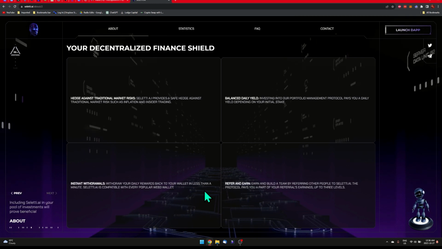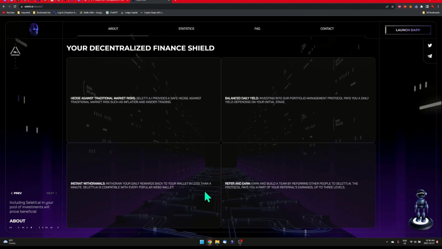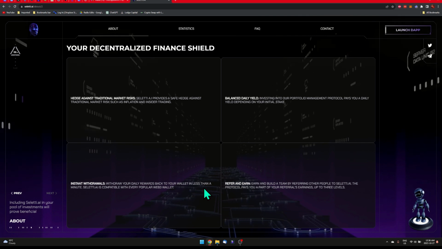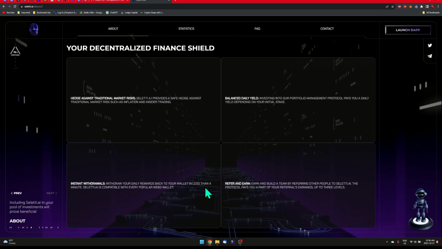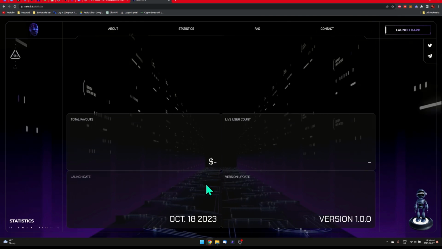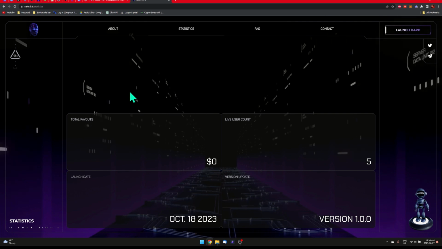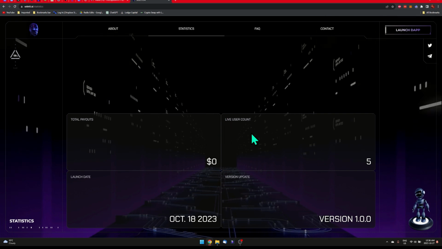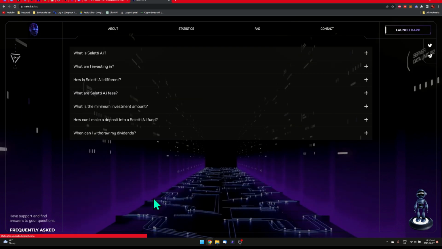There's a balanced daily yield, so that's very important. Investing into your portfolio management protocol pays you daily yield depending on your initial stake. Instant withdrawals, you can withdraw straight to your wallet. Refer and earn, there's a three level earning potential if you would like to start your own team. Now these are the total payouts. User counts, there's 5 users. October 18th is when the project launched.